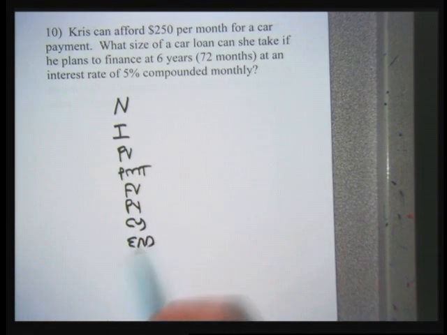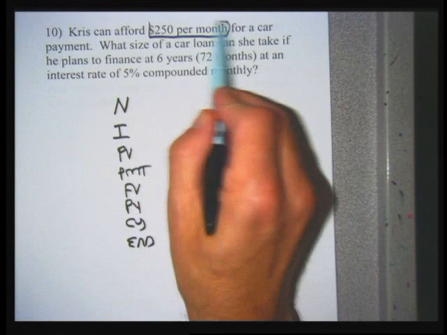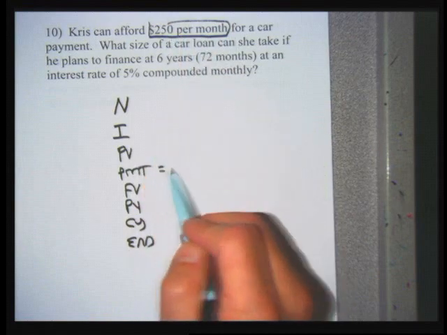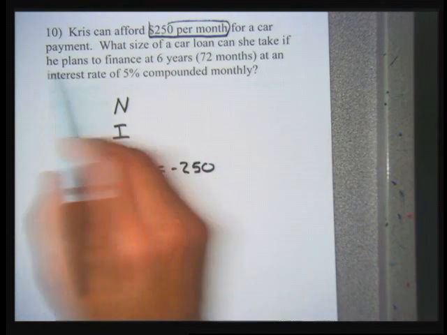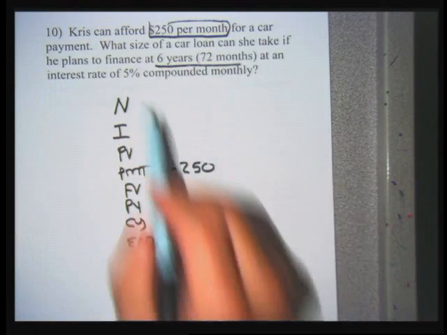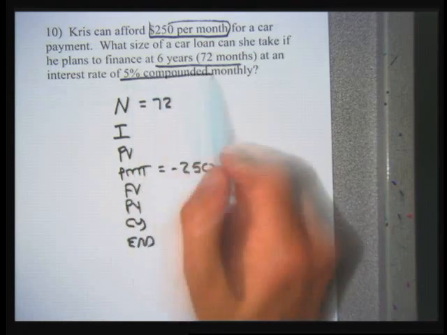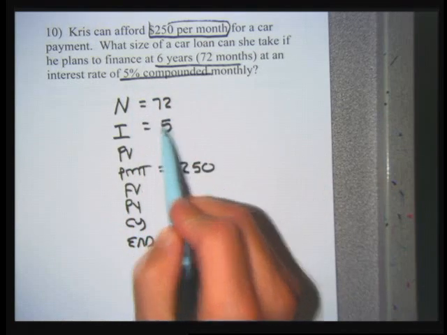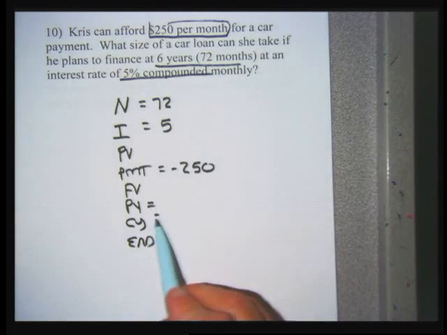I'm going to leave my calculator on end. First number I see is what she can afford for a car. That's a payment, and payments are generally entered as negatives. The second numbers I see are 6 years and 72 months. Those are the N. The last number I see is a 5 for the interest rate. She's making monthly payments, so the PY and the CY are going to be 12.